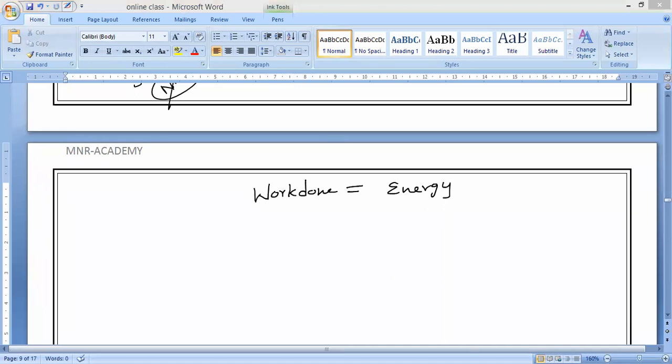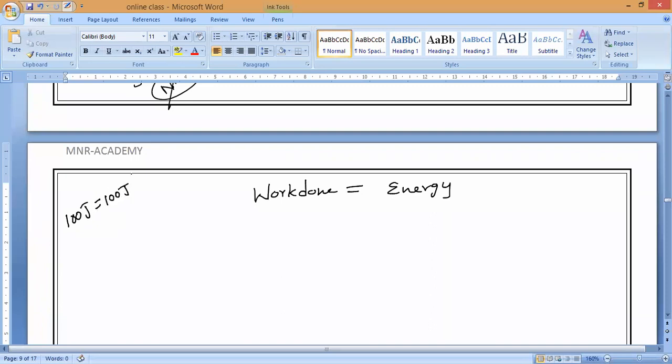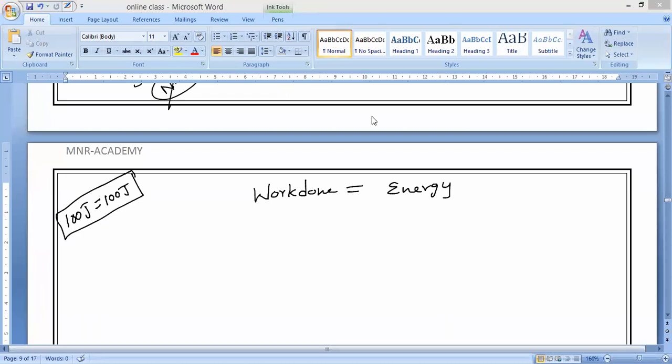Suppose the amount of energy possessed by a body is 10 joules. Then the work done by the body is also 10 joules. During any work, if my body possesses 100 joules, then the total work done by me is also 100 joules. That is what you have to remember. If my body possesses more energy, I will do more work. If it possesses less energy, I will do less work. That is the relation.